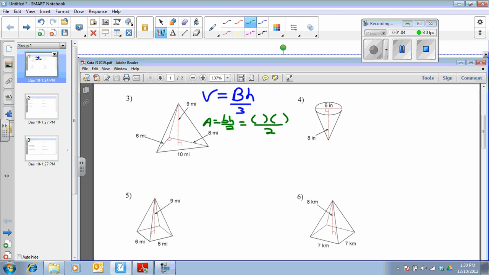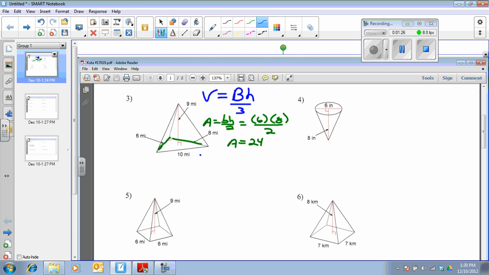When I look at my base and my height, it looks like I have 6 and 8 would be the base and the height. They have to form a right angle. So I'm going to replace that with 6 and 8. And of course, 6 times 8 is 48. 48 divided by 2 is 24. So the area of my base is 24. And now I'm going to plug that back into the volume formula.